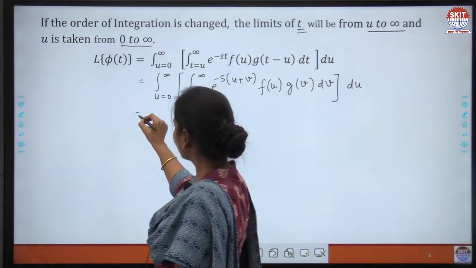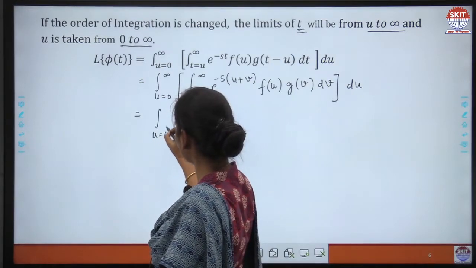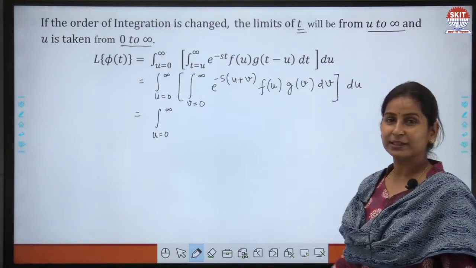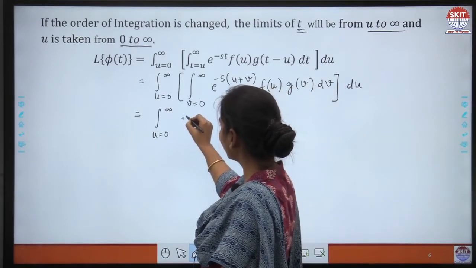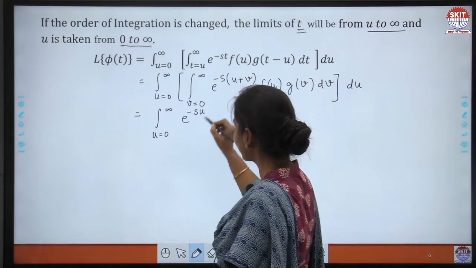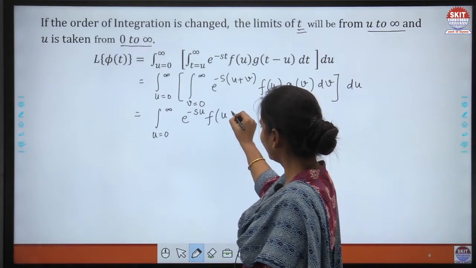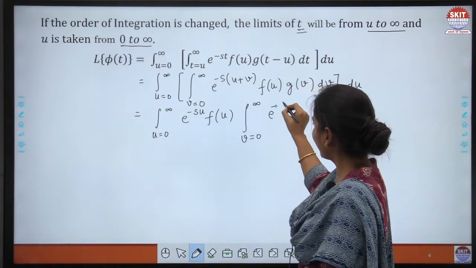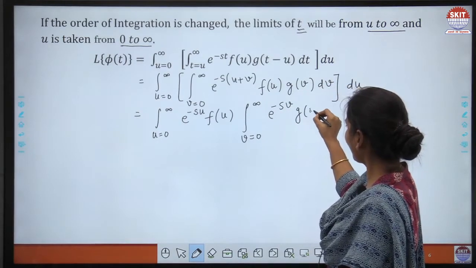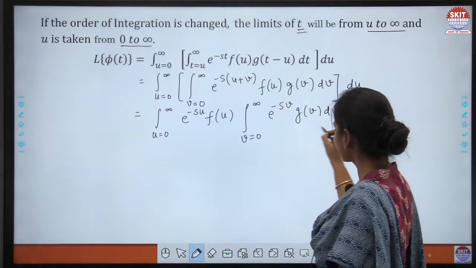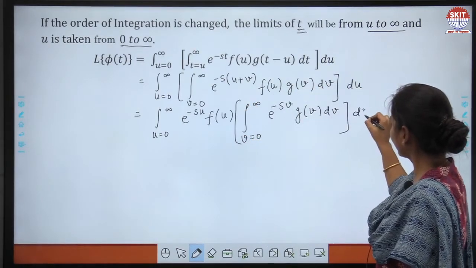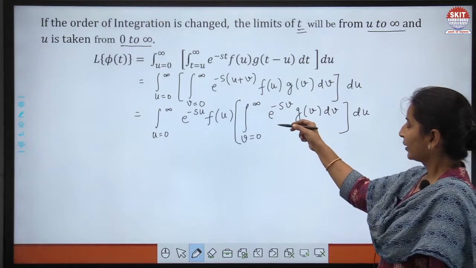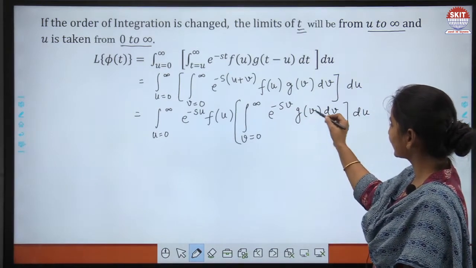Now again simplifying it further, I have integral u from 0 to infinity. This integral contains f of u, which can be taken common because we are integrating for v. And from this expression again I can take e to the power minus su common, f of u common, and then we will be having integral v from 0 to infinity, e to the power minus sv, g of v and dv, and this put in a bracket, and then we will be having du. Now if you compare this integral with your standard formula of Laplace transform, you must be ensuring that this is e to the power minus st, f of t and dt.